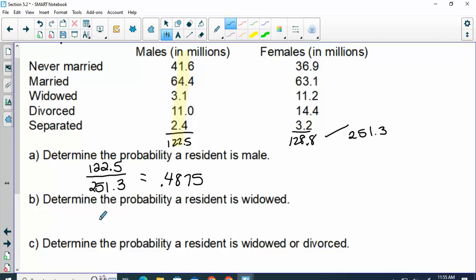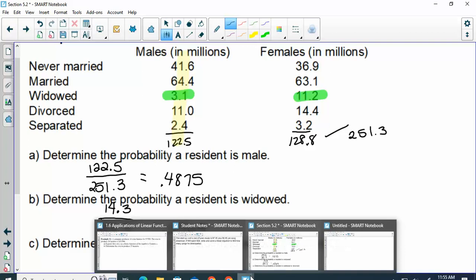Alright, B, the probability a resident is widowed. So what do I have to do? Add up the widowed, so we need to put those two together. And that gives me 14.3 out of my grand total, 251.3. So we get 0.0569. Is that considered unusual?